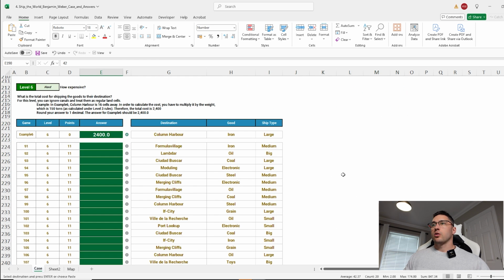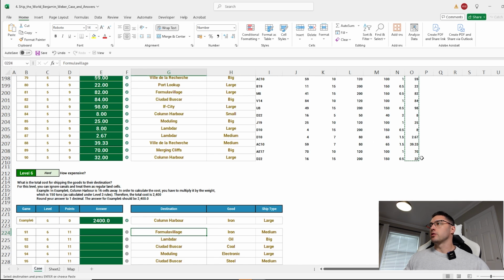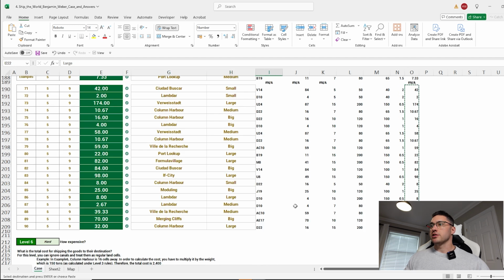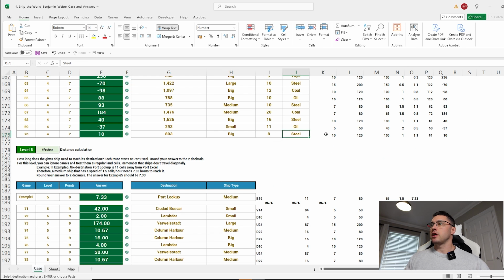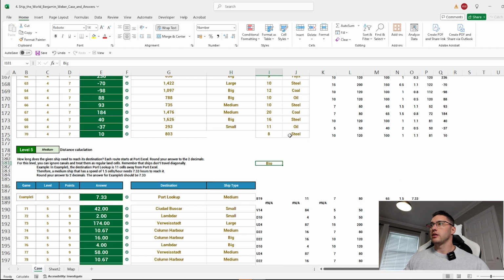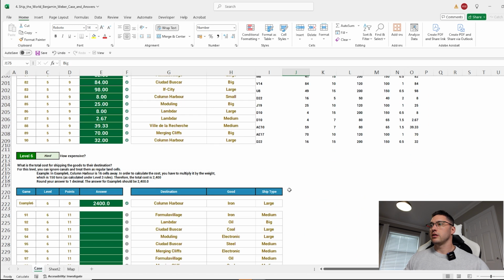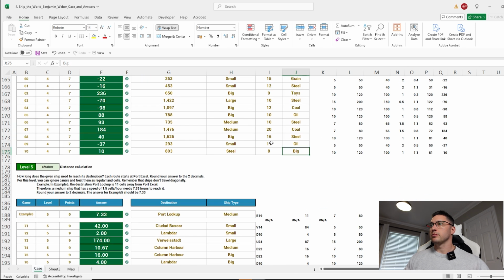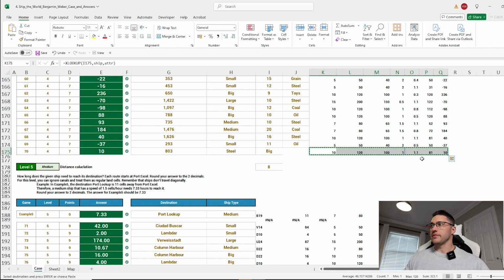Now question 6, we want to do the goods multiplied by the distance, but we've got to calculate both. So the goods and the ship type is there, so let's move these so that we have them in the same place. So the goods need to be here, and the ship type needs to be, is it here? No, the ship type is going to be here. And we can copy this stuff.